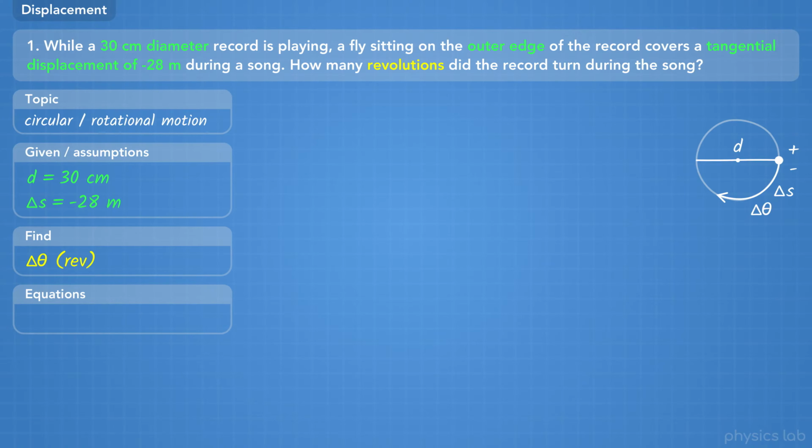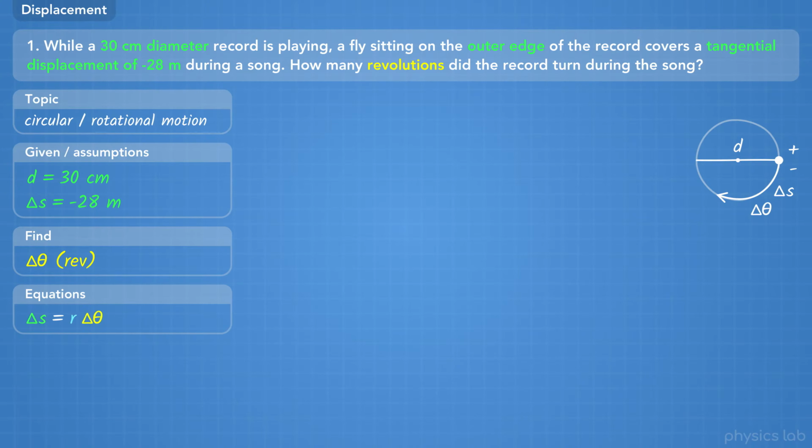Before we dive in, let's think about what we're trying to do here. We have a fly sitting on a spinning record. The record is in rotational motion, and the fly is in circular motion because it's traveling along a circular path. We're given a tangential displacement, and we're essentially trying to convert that into an angular displacement. In order to do that, we can use this equation, which converts between the two.